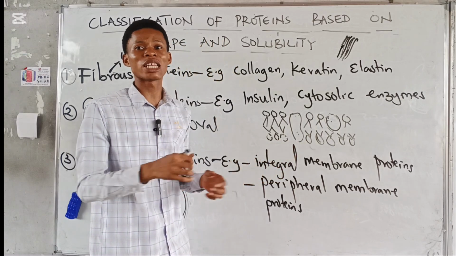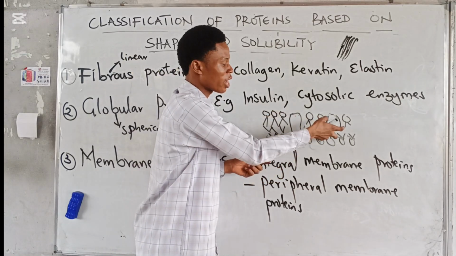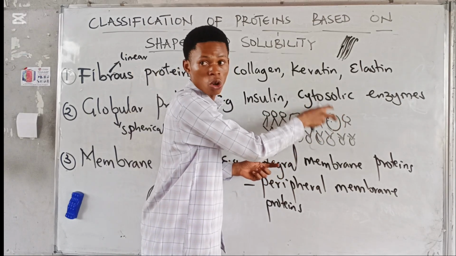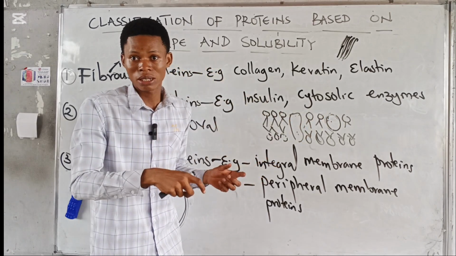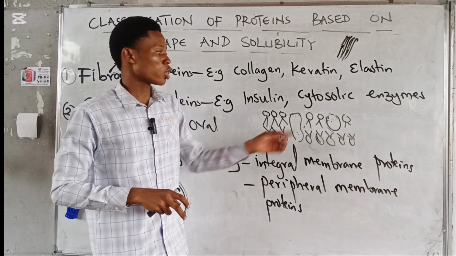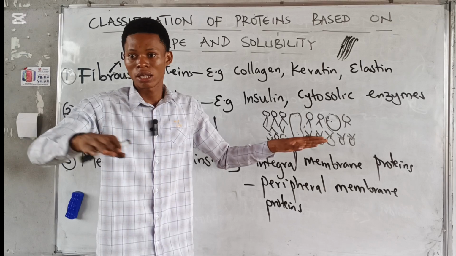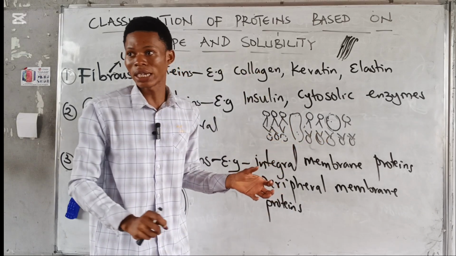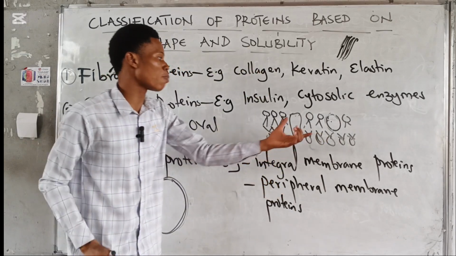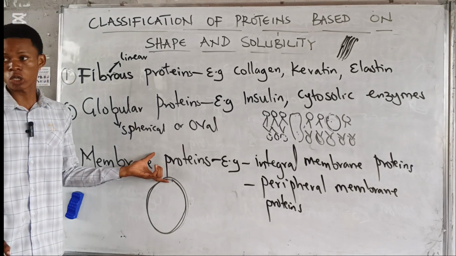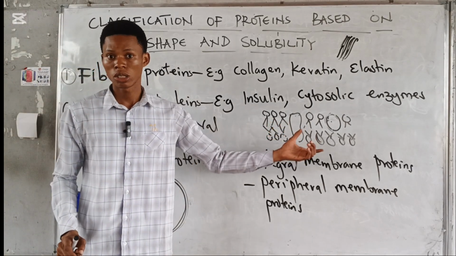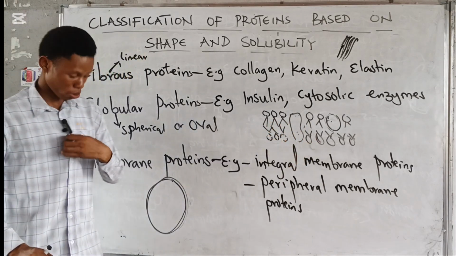Integral proteins are permanently fixed into this. Peripheral protein is just on the surface, not inside, on the surface. That's why it's called peripheral. Integral, inside. Do you get that? So integral proteins and peripheral proteins are membrane proteins because they are found in the cell membrane. Do you understand that? They are found in the cell membrane.